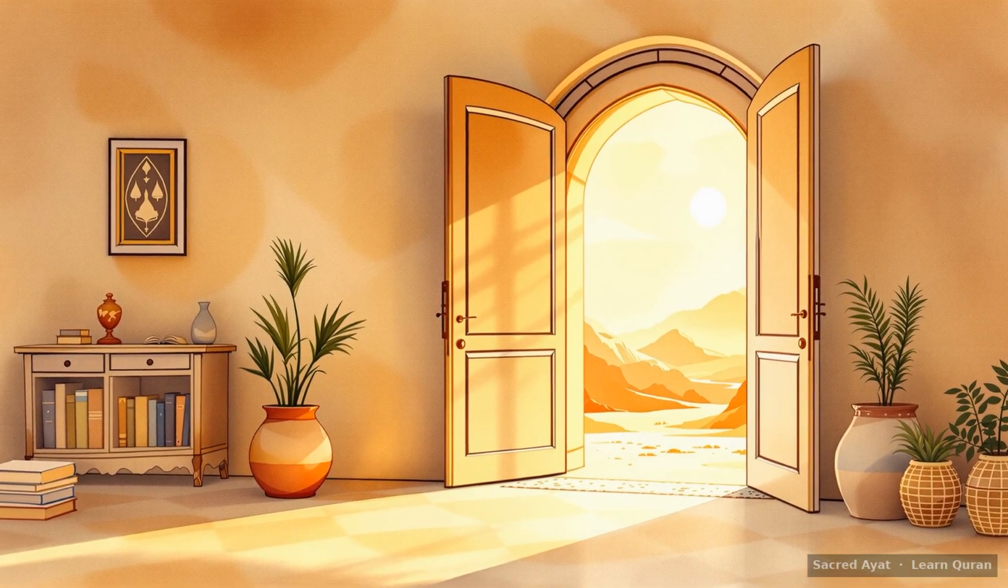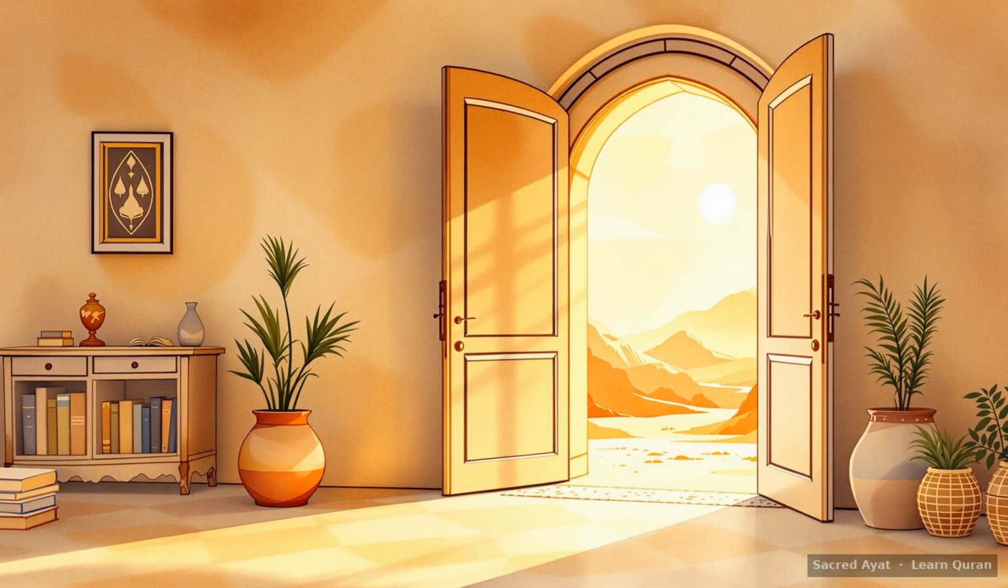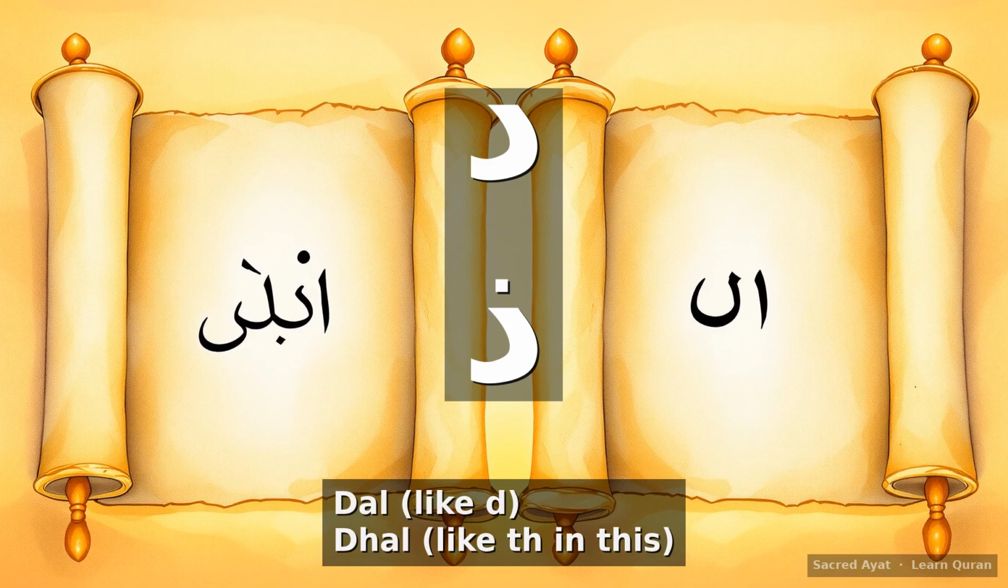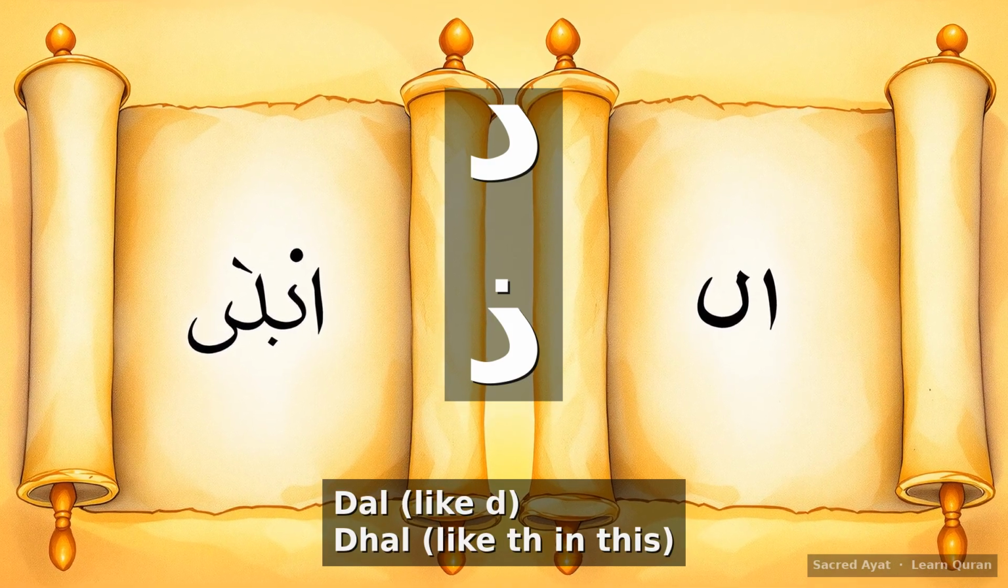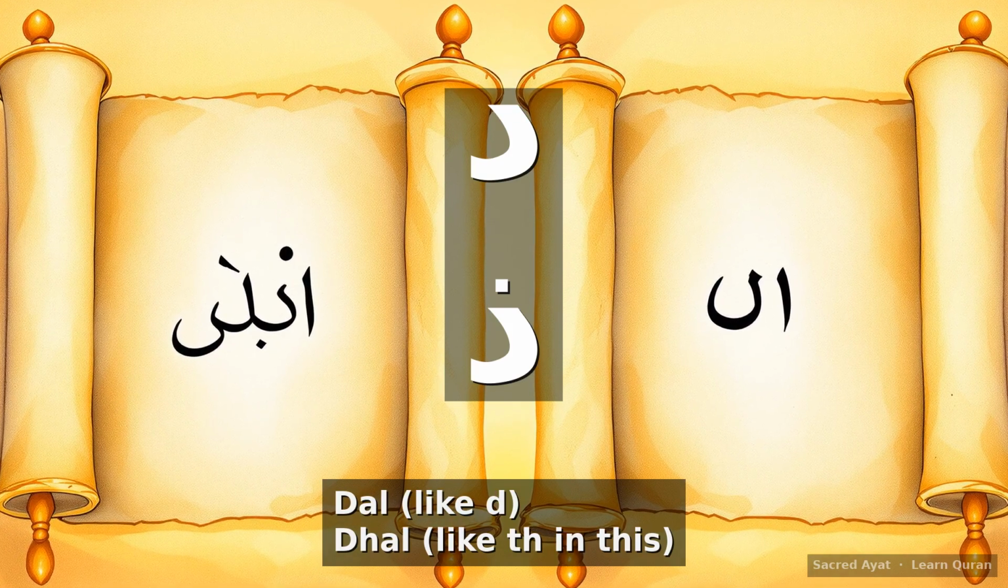In our previous lessons, you've built a strong foundation. Today we add two more essential letters, D and the, to your growing Arabic alphabet. Let's begin with our first letter, D. Repeat after me, D, D, D. This letter sounds exactly like the D in English words like door or day. To make the sound, simply tap the tip of your tongue gently behind your upper front teeth. Try it, D, D. Notice how straightforward it is.